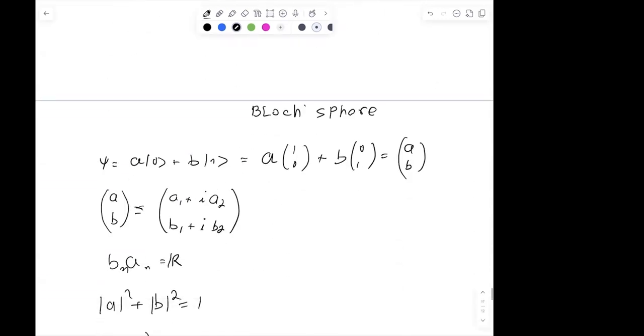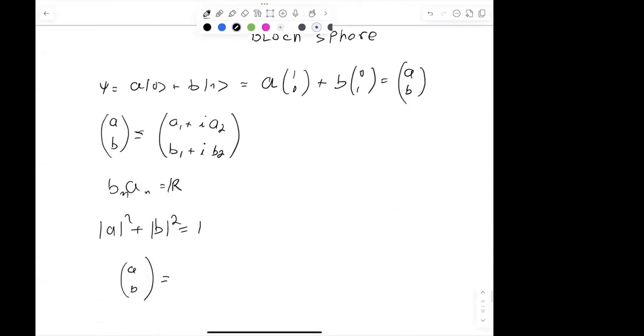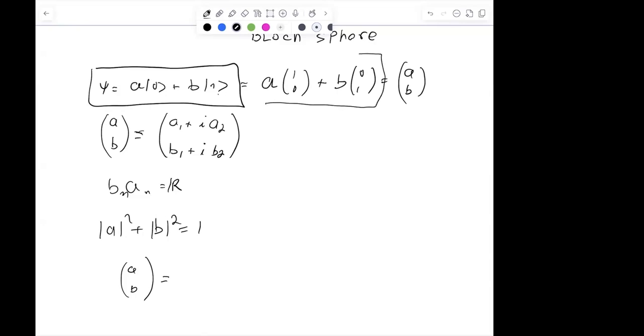And I think now we are more or less ready to go back to our presentation. But before that, just to remind you that we defined psi in a two-state system as something like this: A times state 0, B times state 1. We also showed that it's exactly like showing it in this way.